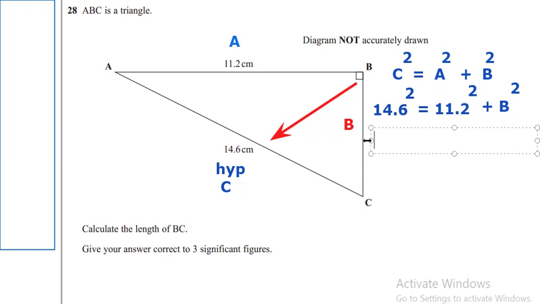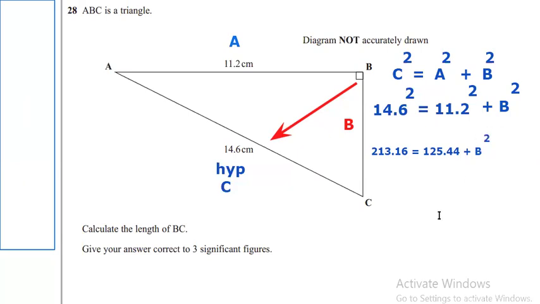So 14.6 squared, we can use a calculator here. 14.6 squared is going to be 213.16. Okay. Let's make it smaller so we can use the whole space. So 213.16 equals 11.2 squared, which is 125.44. So 125.44, and then plus b squared, like this.